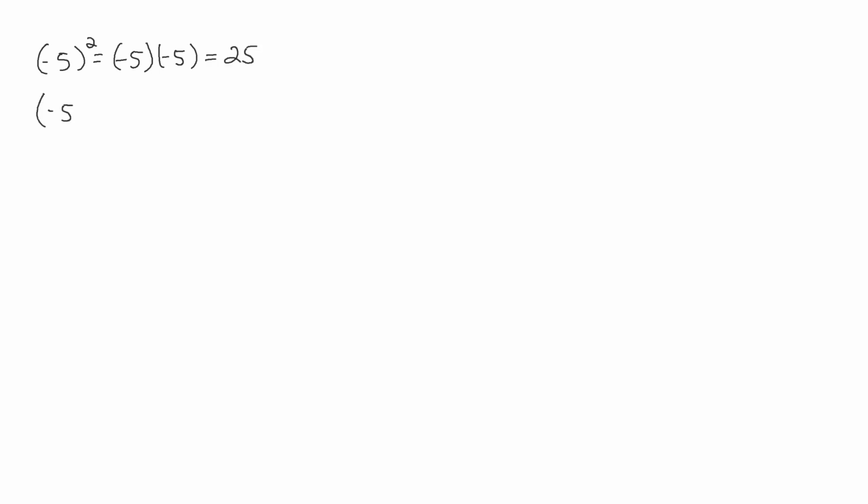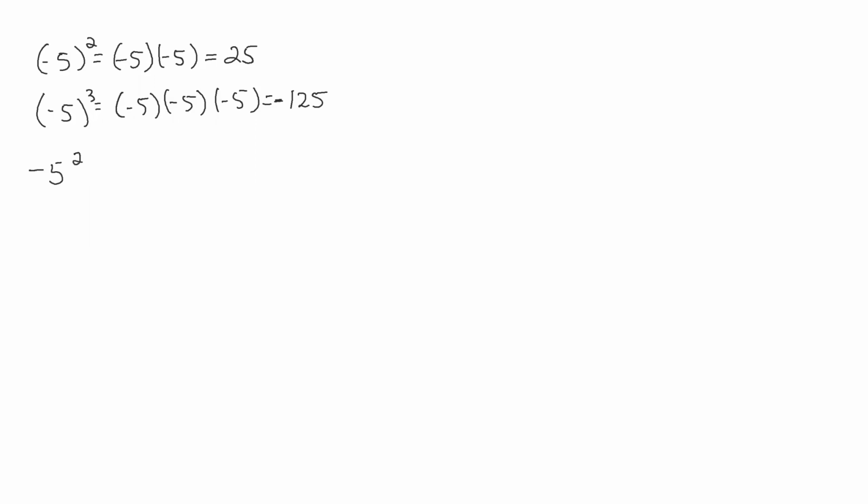But what if I had (-5) to the third? Well, same deal. The parentheses bind the negative and the 5 together. So I would get -5 times -5 times -5. 5 times 5 is 25, 25 times 5 is 125, but is it positive or negative? Well, you count the number of negatives. I've got 3 negatives here. With an odd number of negatives, you're always going to pair up 2 negatives to make a positive, but there'll always be 1 left over. So this is negative.